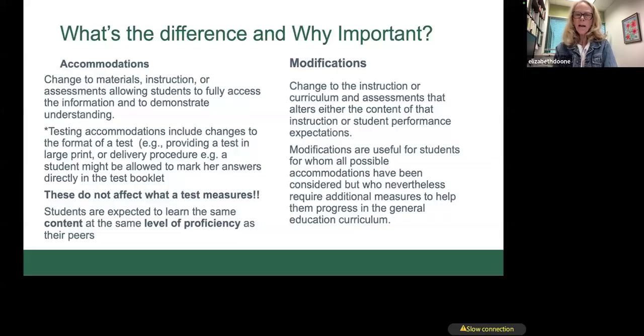But those changes do not affect what is tested, or what the students are able to do and measure what they can do. It provides a different way for them to access that material. So again, they're expected to learn at the same level of proficiency as their peers. Now, modifications, on the other hand, change the instruction, the curriculum, or the assessments that the students perform on. And this expectation is typically for students where we've tried all these accommodations and they're not working, so we'll look at this.